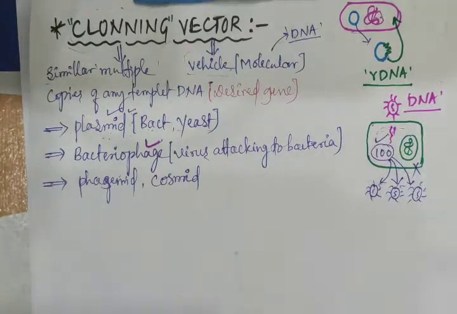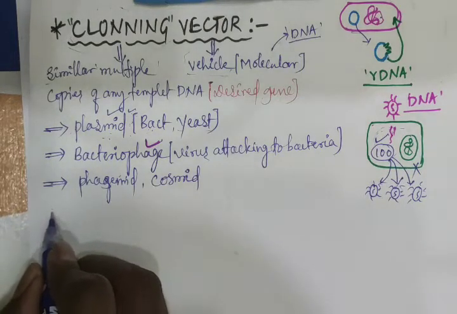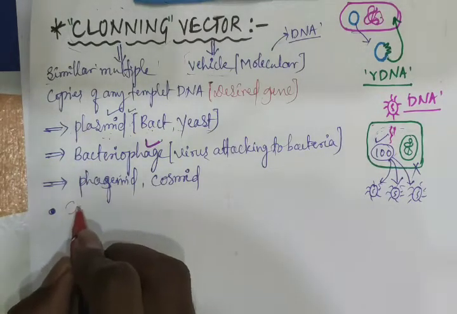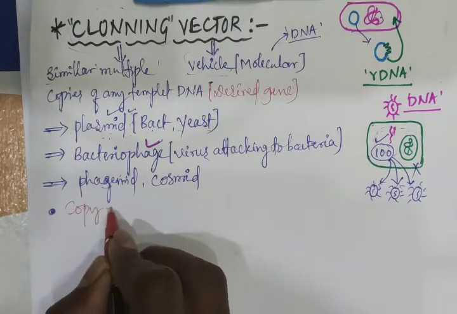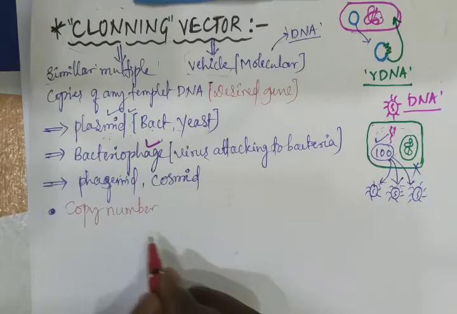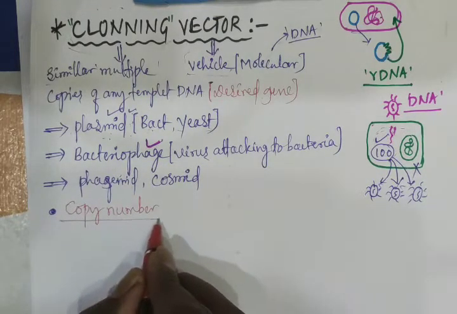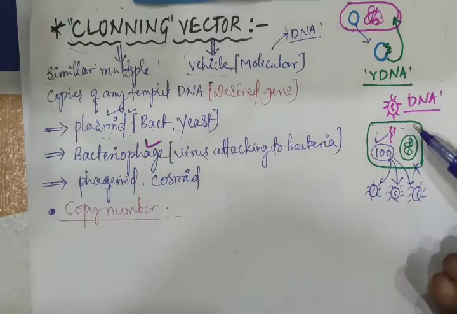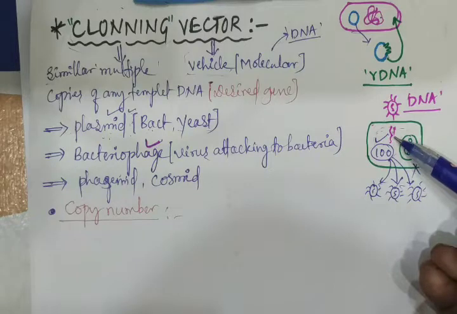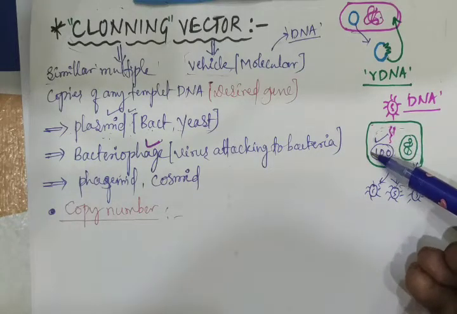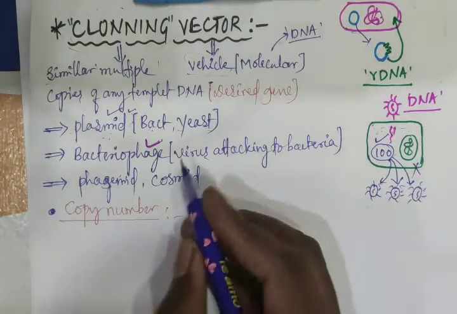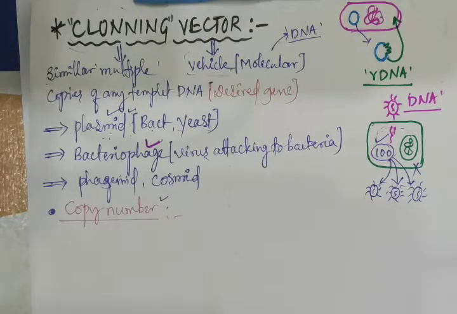What we'll call it as copy number. The copy number of this DNA is 100. So this is a major term we need to focus on: copy number of DNA. Copy number means when that DNA enters inside, how many times that DNA is going to multiply and how many copies are produced. So that we will refer to as copy number, right?